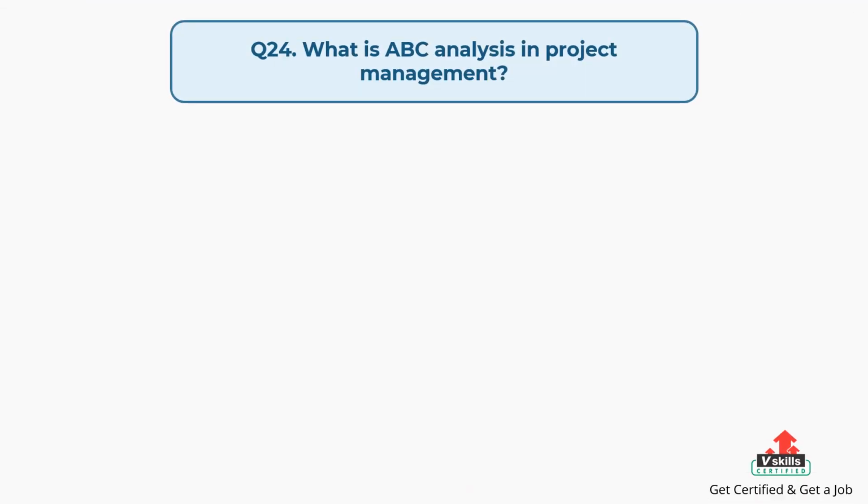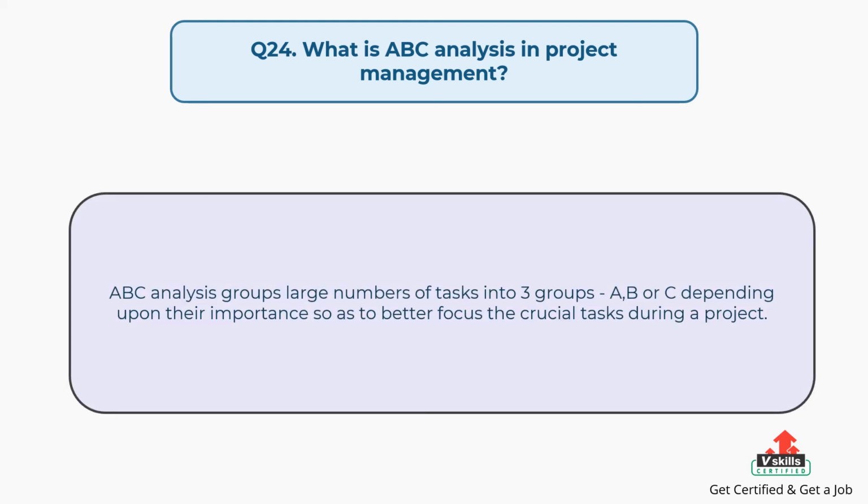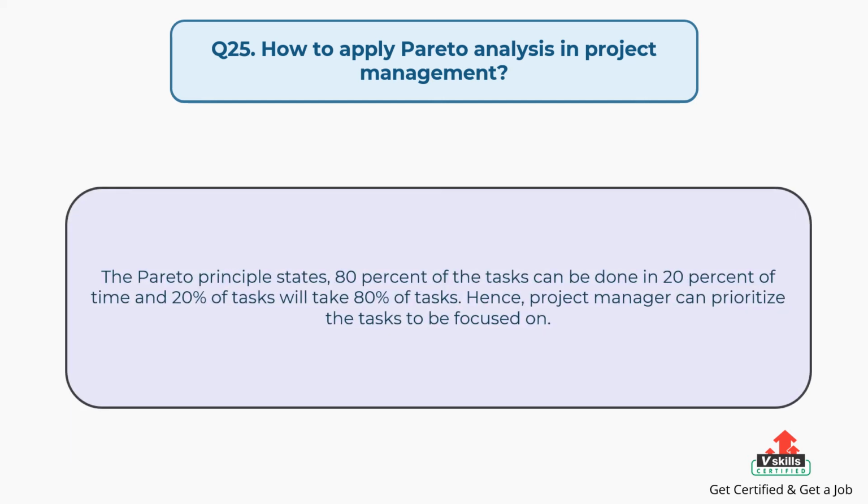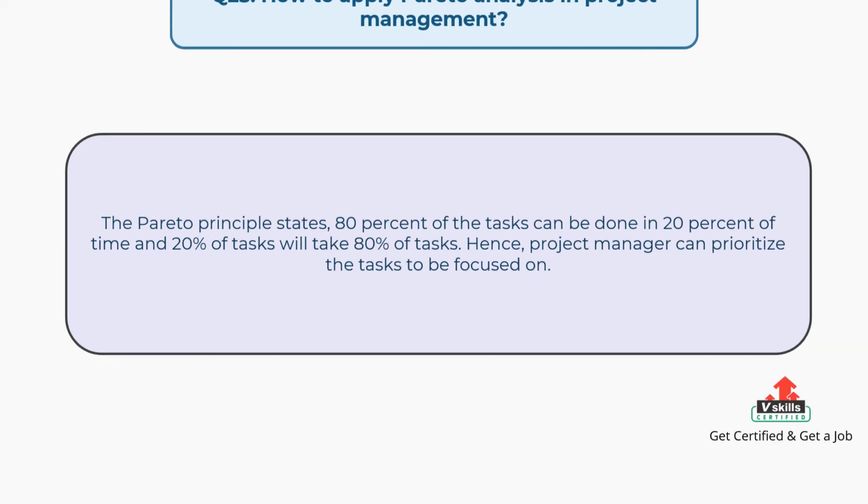Question number 24. What is ABC analysis in project management? The answer is, ABC analysis groups large numbers of tasks into 3 groups, A, B or C depending upon their importance so as to better focus the crucial tasks during a project. Question number 25. How to apply Pareto analysis in project management? The answer is, the Pareto principle states, 80% of the tasks can be done in 20% of time and 20% of tasks will take 80% of time. Hence, project manager can prioritize the tasks to be focused on.